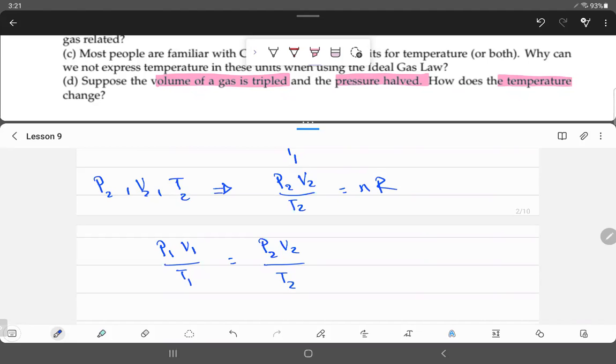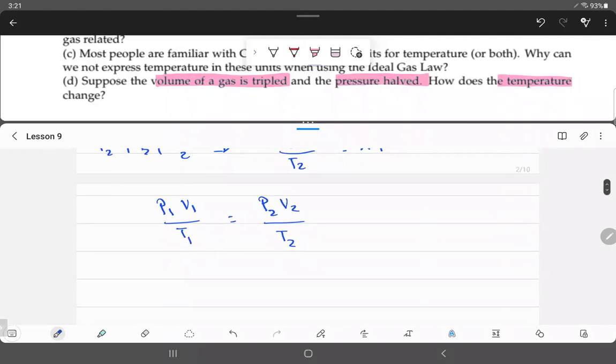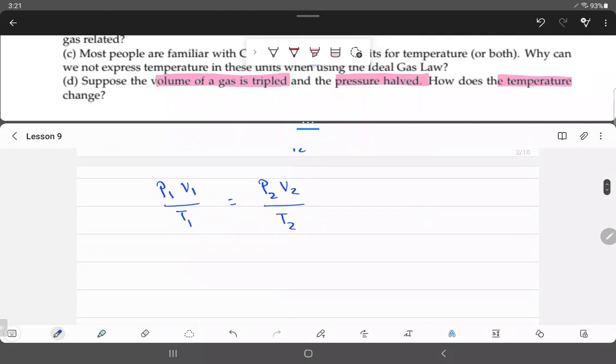Yes. Good, thanks. So what we're assuming now, let's say P2 equals half of P1, the pressure is halved. And we are assuming that the volume V2 is equal to 3 times V1. We tripled the volume. So what is going to be the effect on the temperature?